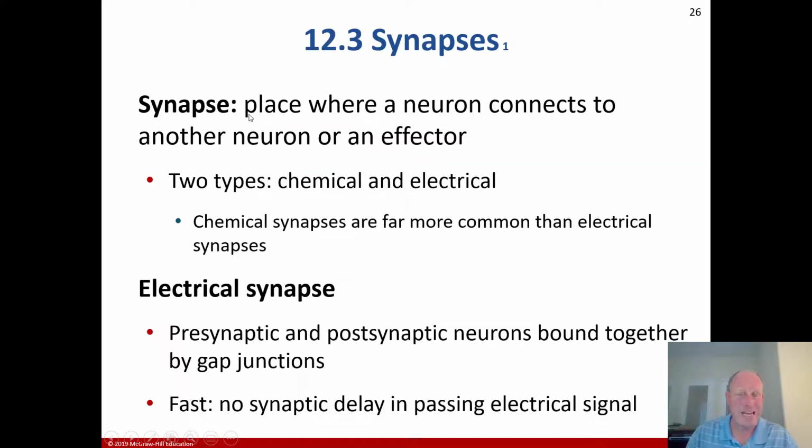First of all, a synapse is a place where the neuron connects to another neuron or an effector. There are two types: chemical and electrical. The chemical synapses are far more common than the electrical synapses. An electrical synapse has presynaptic and postsynaptic neurons that are bound together by gap junctions. Electrical signals travel across the gap, and they can move much faster than a chemical messenger would, or than a chemical synapse would function. It's very fast. There's no synaptic delay in passing along an electrical signal.